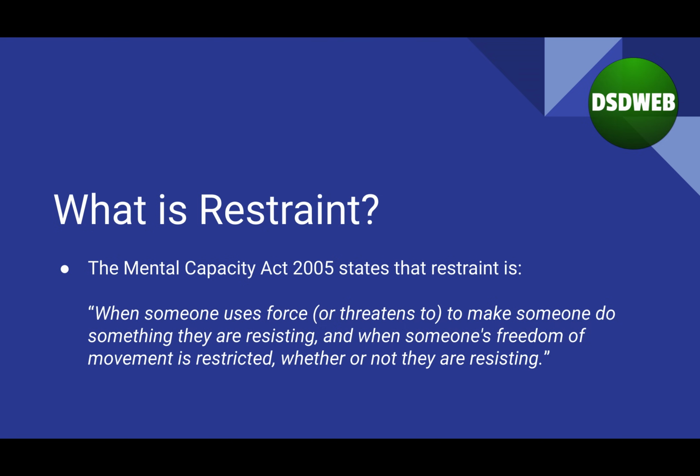So first let's take a look at what restraint is. Restraint, as defined by the Mental Capacity Act 2005, is when someone uses force or threatens to make someone do something they are resisting, and when someone's freedom of movement is restricted, whether or not they are resisting. In short, anything that stops an individual from doing something they want to do or forces them to do something they don't want to do can be regarded as restraint.